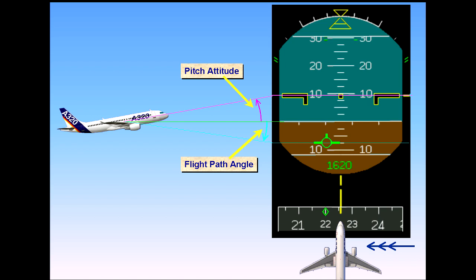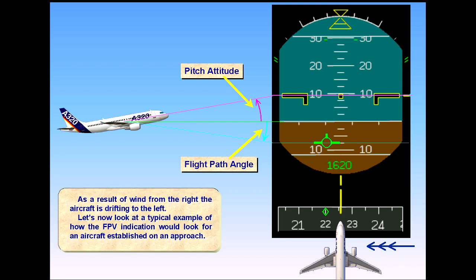Let's now look at a typical example of how the FPV indication would look for an aircraft established on an approach. The aircraft is fully established on an ILS approach. Notice that the flight path vector is in line with the track diamond, indicating left drift. The FPV is below the horizon line in a 3-degree descent angle.